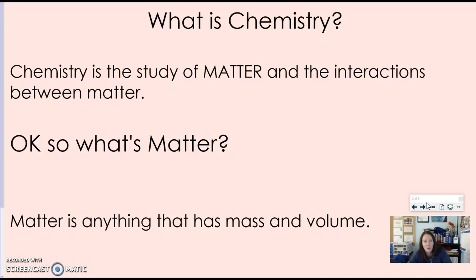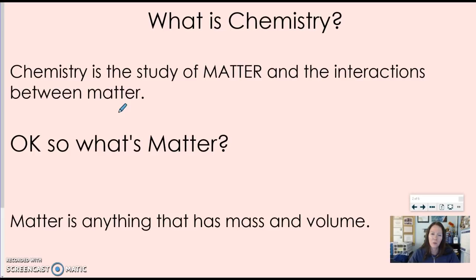Okay, so what exactly is chemistry? Because a lot of people, I think, have some misconceptions as to what chemistry is and what a chemist might do. So we're going to step back and actually look at a definition here. Well, officially, chemistry is the study of matter and the interactions between matter.